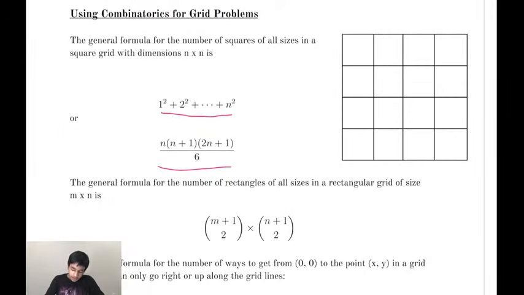So in a 4 by 4 grid, the number of squares is just going to be 1 squared plus 2 squared plus 3 squared plus 4 squared. The reason for this is because there is 1 squared of the 4 by 4 squares, there's 2 squared of the 3 by 3 squares, there's 3 squared 2 by 2 squares, and there's 4 squared or 16 of the 1 by 1 squares.